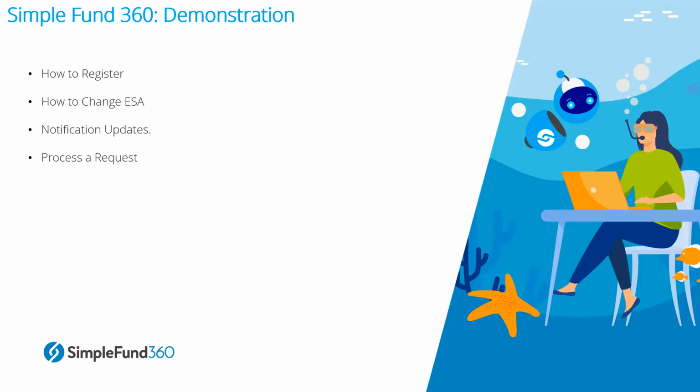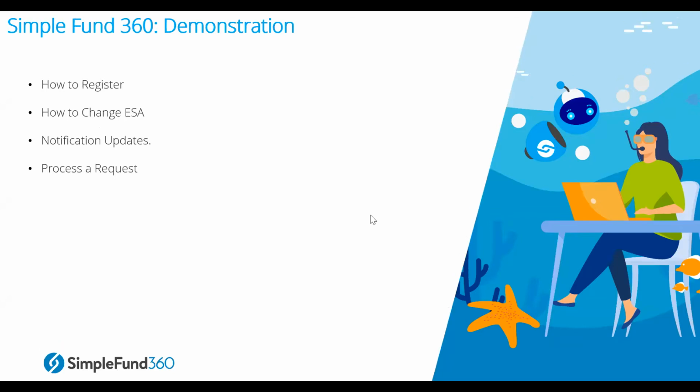And then finally, we'll show you how to create a request and send a message, and also how to process a message that you may have received. So with that being said, I'm just going to flick over to Simple Fund 360 now. And I've logged into Simple Fund 360, and what I'm going to do is navigate to the main menu on the left-hand side and hover over Connect. And we're going to focus all our attention on the SuperStream dashboard.